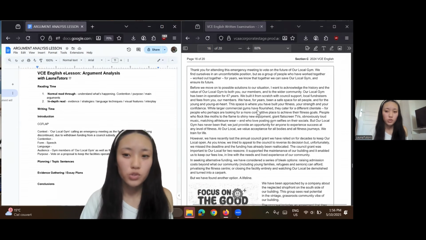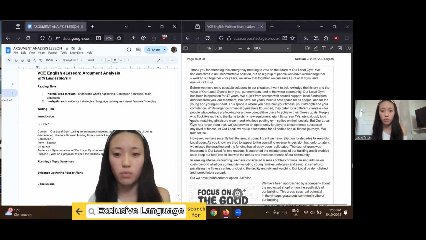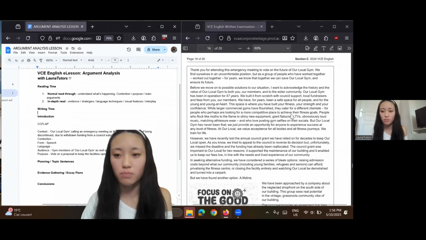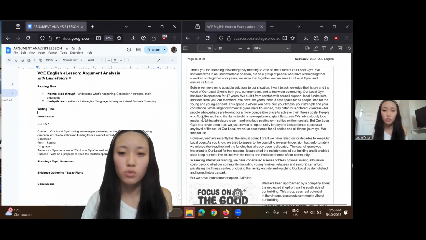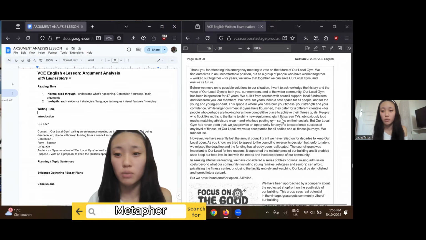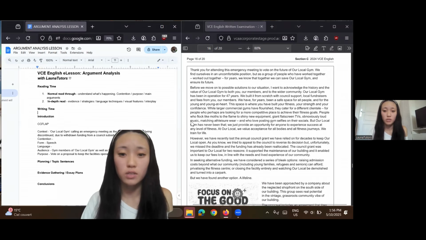While larger commercial gyms have flourished, they cater for a different clientele, for people who are perhaps looking for a more competitive place to achieve their fitness goals. People who flock like moths to the flame to shiny new equipment, giant flat screen TVs, obviously loud music, matching athleisure wear, and those who love posting gym selfies on their socials. But our local gym has never been that.